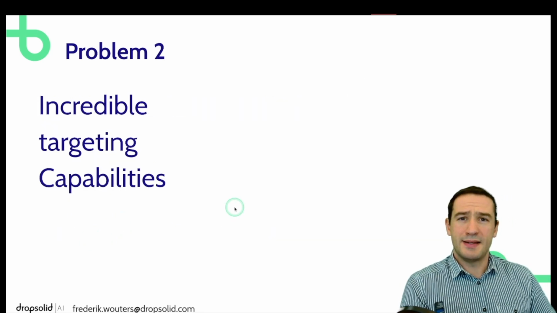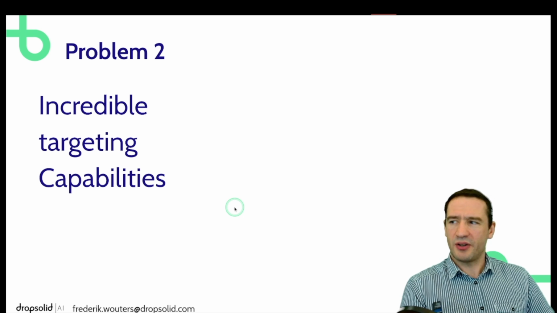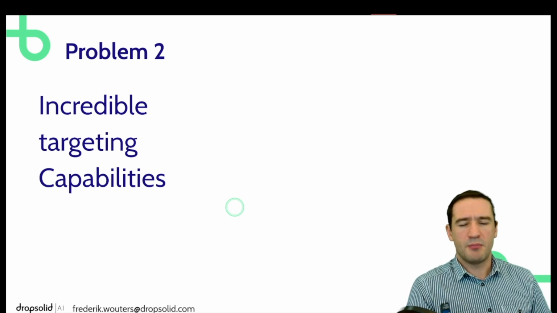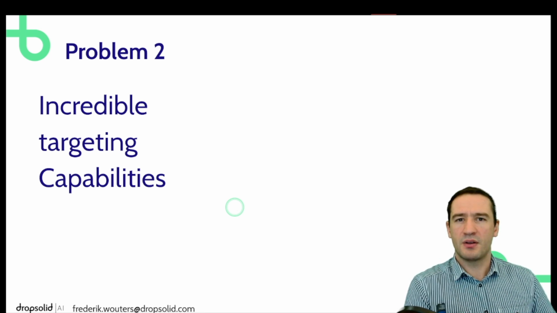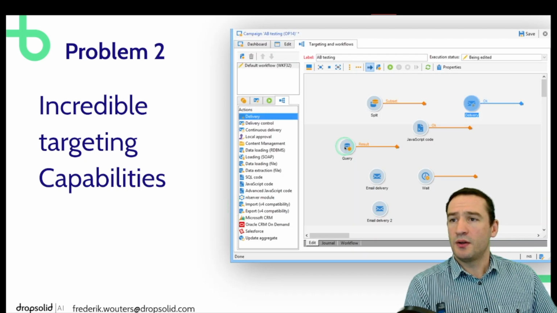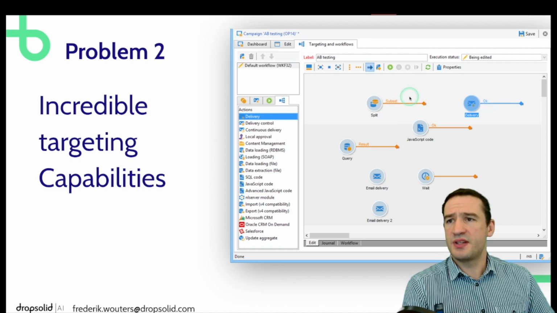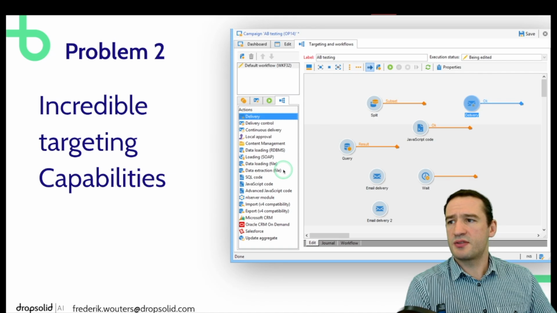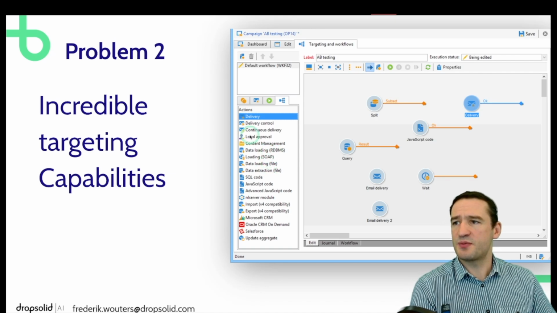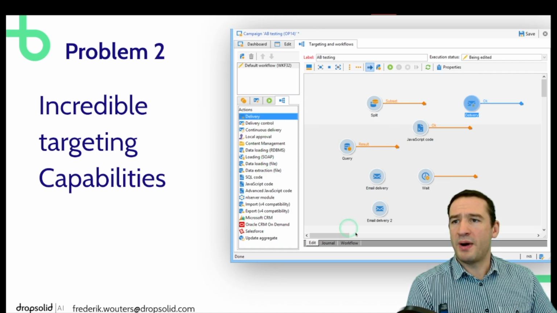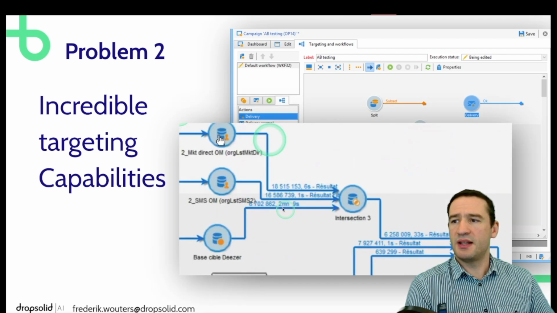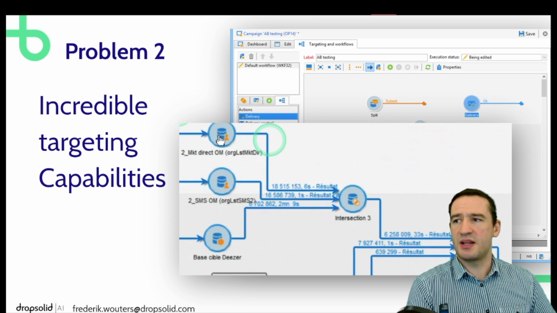Second problem is these proprietary vendors have incredible targeting capabilities. They're super powerful. Mautic is nowhere near that in terms of feature parity. An example screen here where you see all of these transforms they have. You can run JavaScript code, you can extract data from database management systems, you can combine all these flows, you can make really advanced tree structures where all the data comes together and then SMSs or emails are sent out. You can do it really advanced.